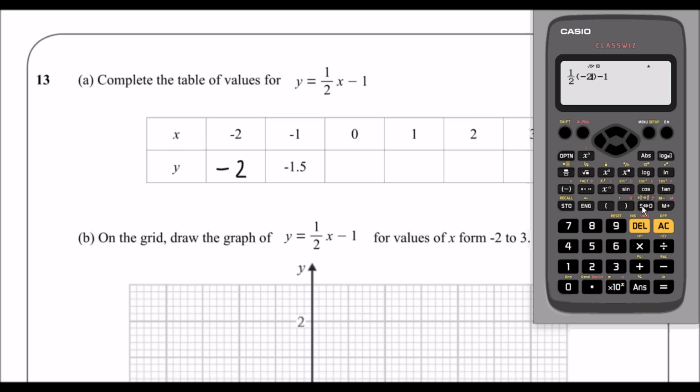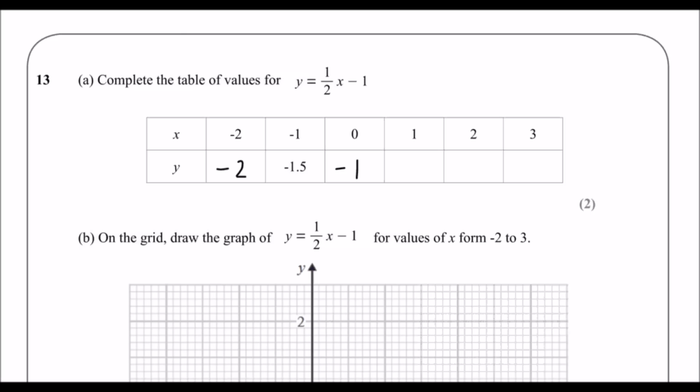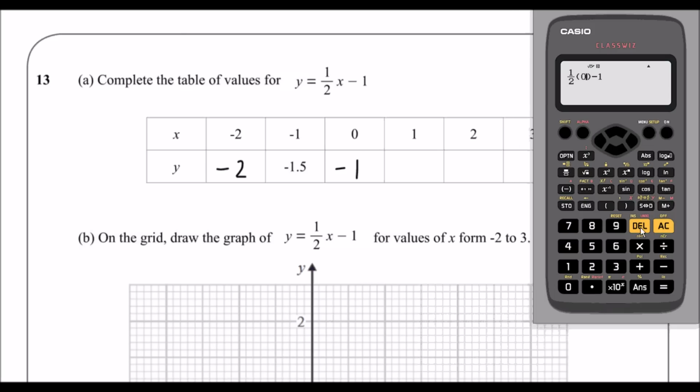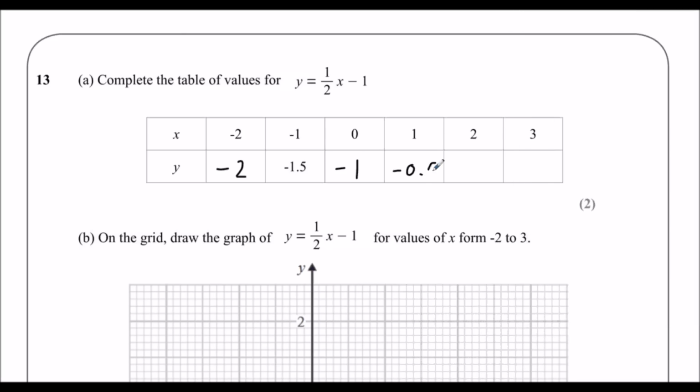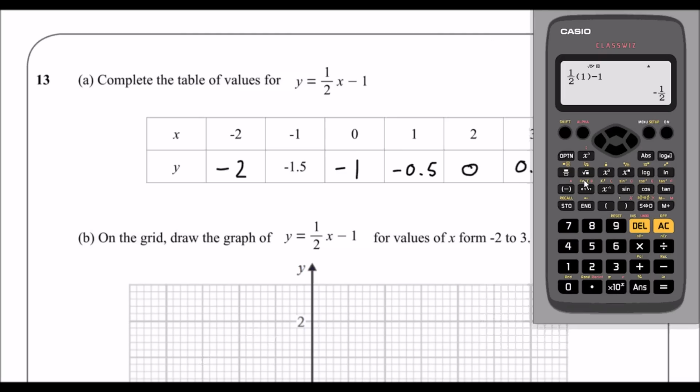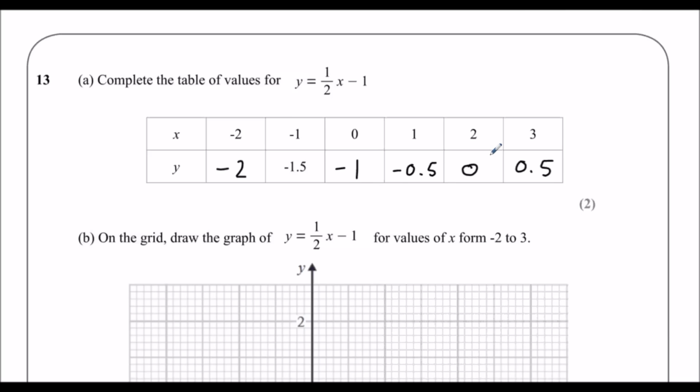Half of 0, which will be 0, take away 1, will be negative 1. Half of 1, take away 1, is minus a half, minus 0.5. And you can see the pattern, it's going up in halves, up in 0.5s. So we should get 0, and then 0.5. I'll check by substituting in 3. We get 0.5, half.